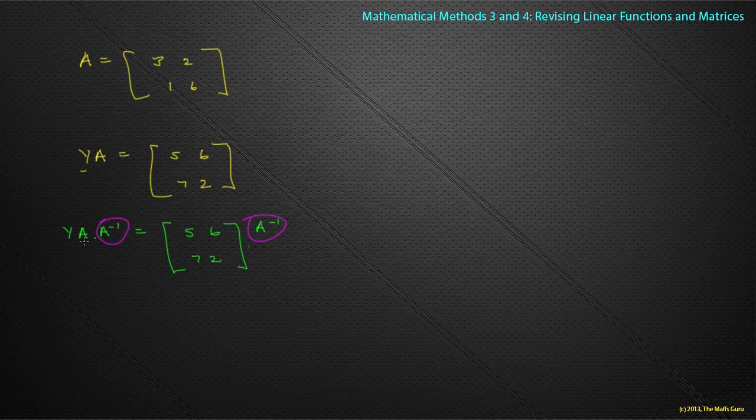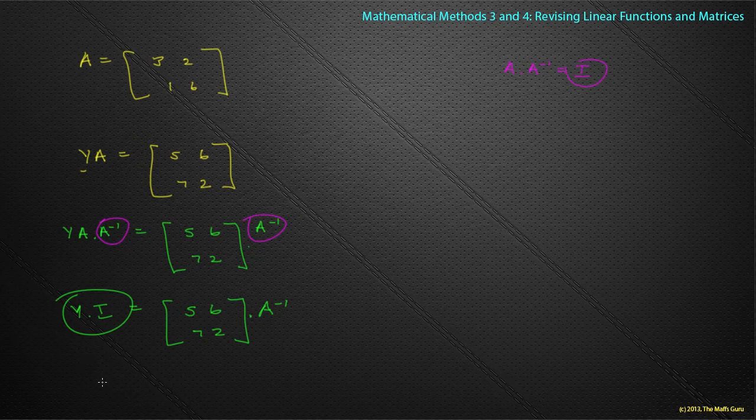Now Y is A times A to the minus 1, which is important. We know that A times its inverse is equal to the identity, right? So that becomes equal to the identity. We know that any matrix multiplied by the identity is the matrix itself. So just finishing off the algebra here, we have Y times the identity is equal to 5, 6, 7, 2 multiplied by the inverse of A. And we know that Y times the identity gives me Y is equal to 5, 6, 7, 2 multiplied by the inverse of A.